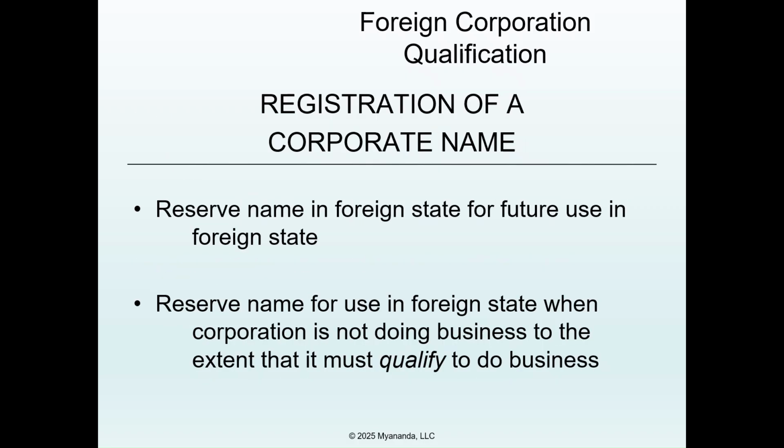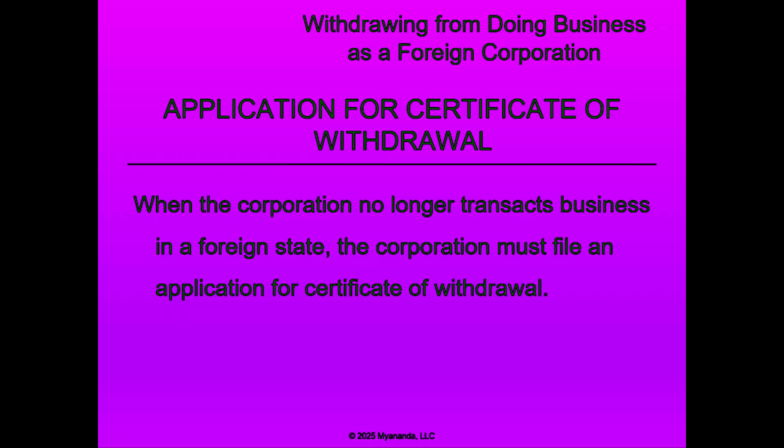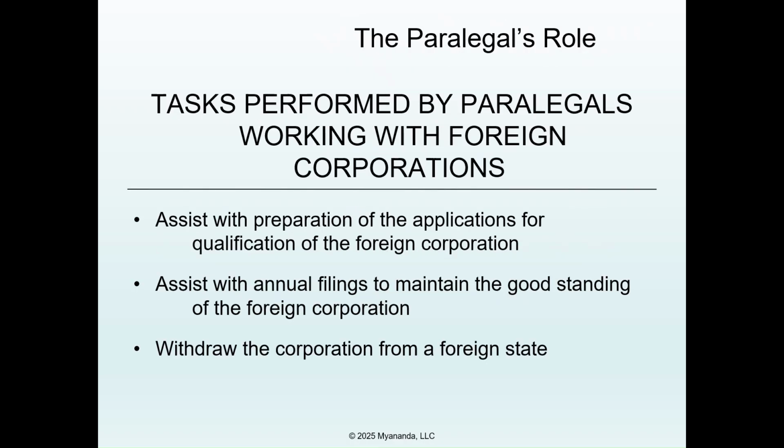Registering of a corporate name is really simple. You reserve the name as long as there's not another business using that name. And you might also find that the foreign corporation wants to use an assumed name for business transactions in that state. And when they're no longer transacting business in that state, a certificate of withdrawal is required to be filed in that Secretary of State's office. And a paralegal's role is in here.